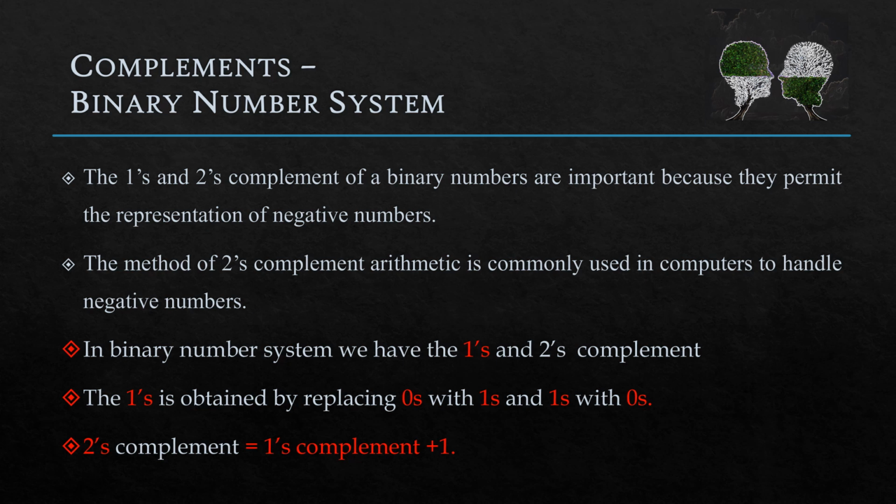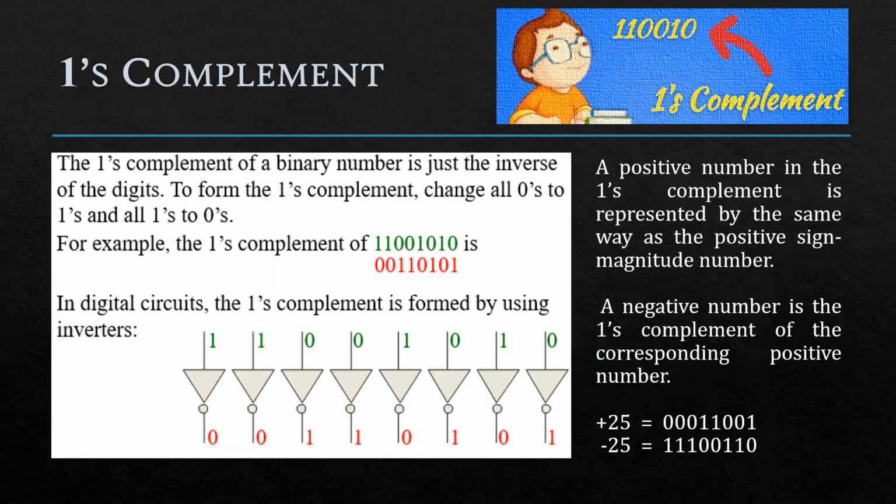In the binary number system, we have the 1's and 2's complement. The 1's complement is obtained by replacing zeros with 1's and 1's with zeros, and the 2's complement is equal to the 1's complement plus 1. So first let us look into the 1's complement.